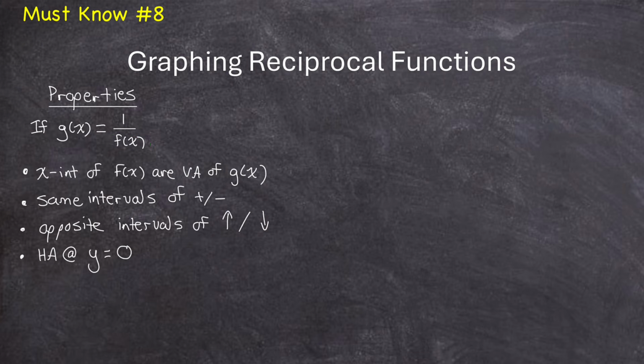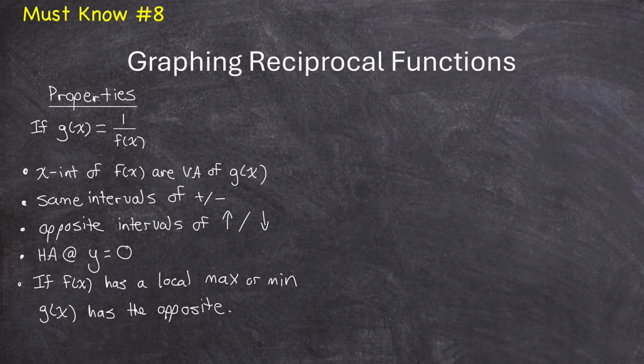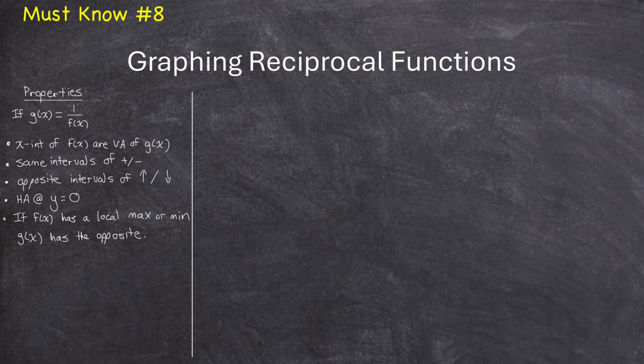And the last thing I want to mention, whenever f of x is at a local max, g of x will be at a local min. And whenever f of x is at a local min, g of x will be at a local max. And now let me make a bit of room so we can graph a few reciprocal functions. Let me start with the reciprocal of a linear function.